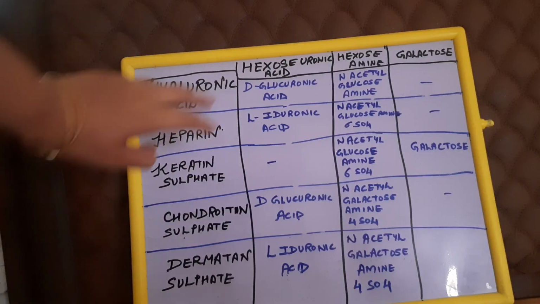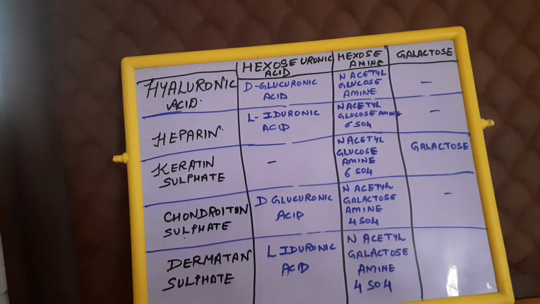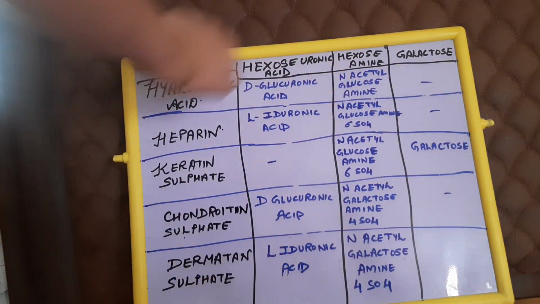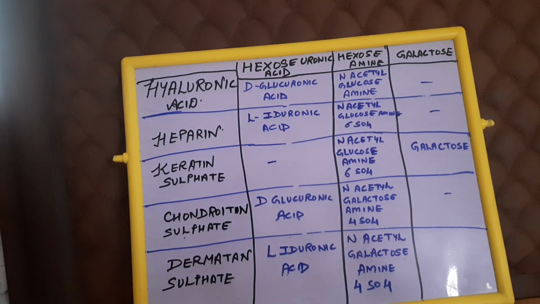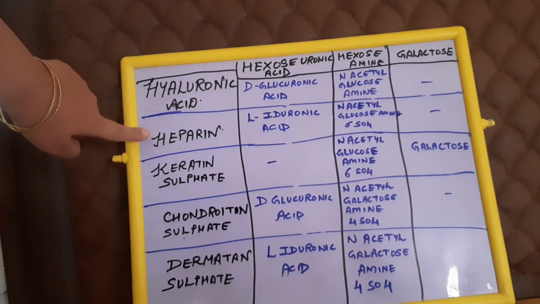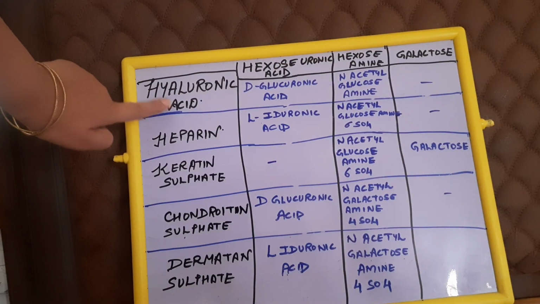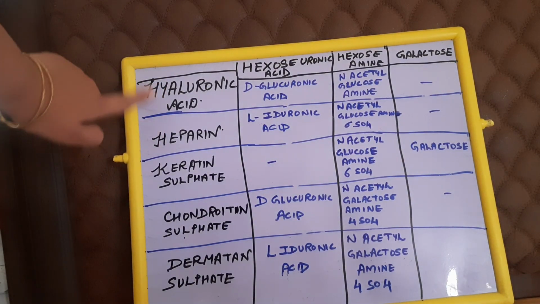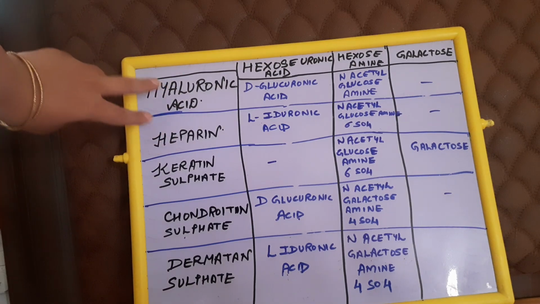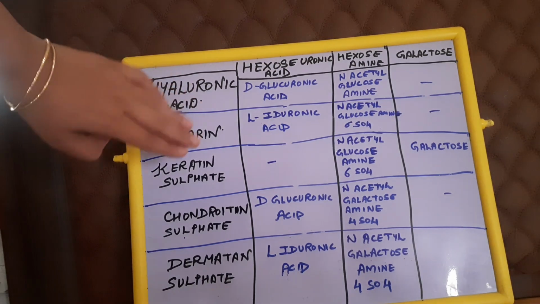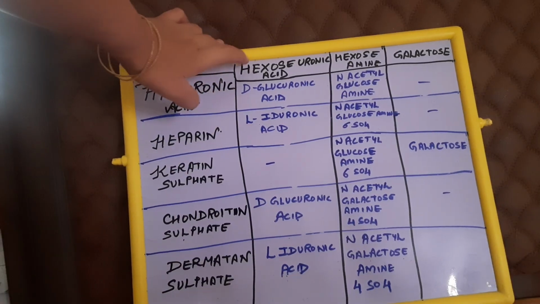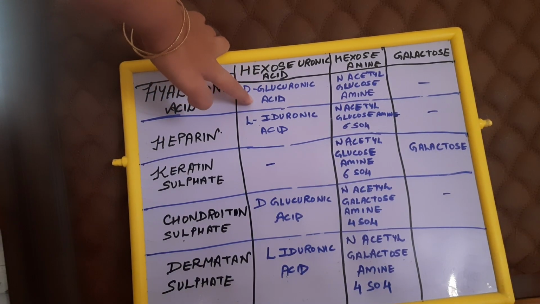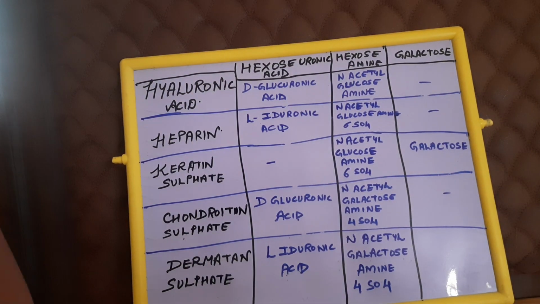The trick which I have made to remember it is this table. First you make this table, or you just take a screenshot of this table. Then I will show you how to remember it. There are two glycosaminoglycans, the first is hyaluronic acid and the second is heparin. Both of them start with H, so I have written them one above the other. The monomeric units of hyaluronic acid are D-glucuronic acid and N-acetyl glucosamine.